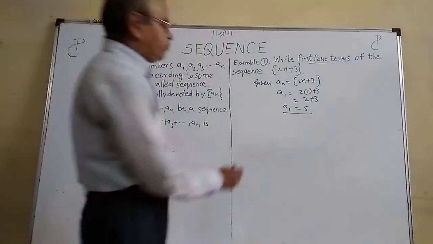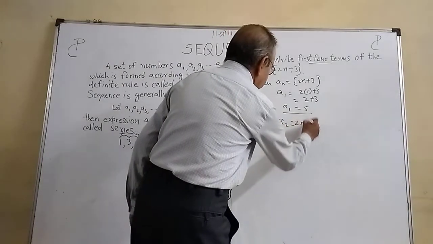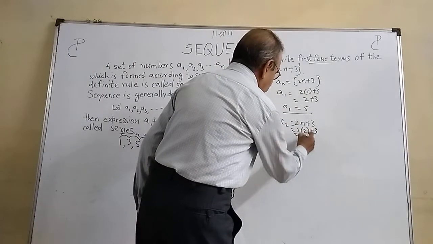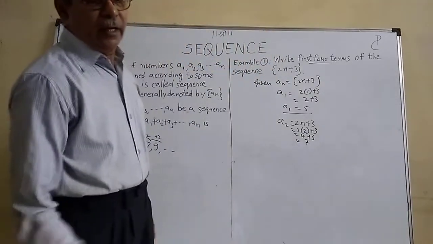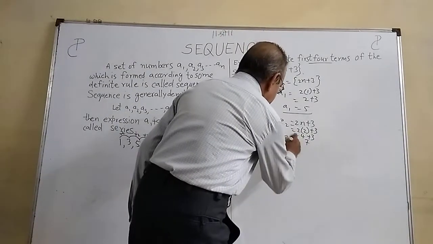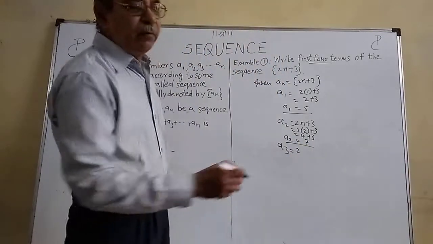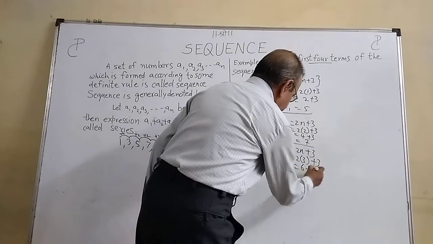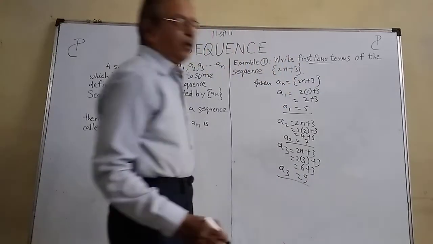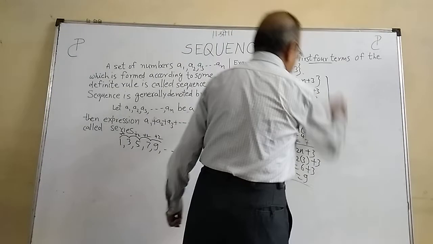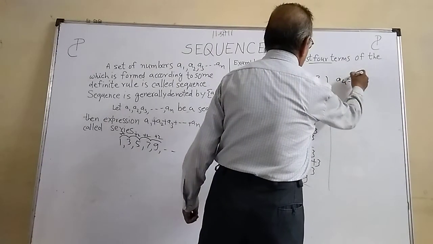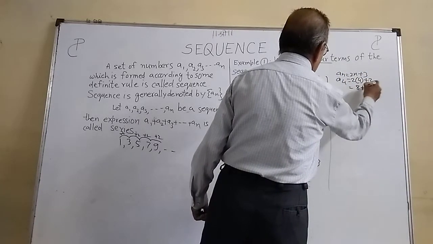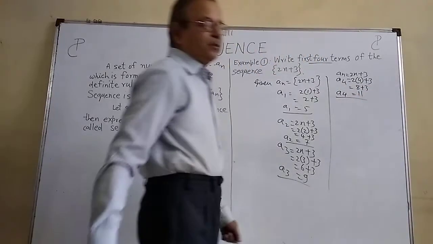which is equal to 2 plus 3, which is 5. So a1 is equal to 5. For a2, 2n plus 3 with n equal to 2, it is 7. For a3, 2n plus 3, so a3 is equal to 9. And a4 is represented as 2n plus 3, so a4 is equal to 11.